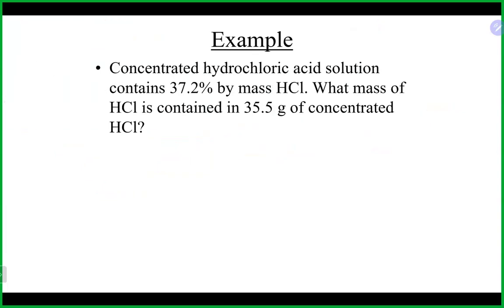Concentrated hydrochloric acid solution contains 37.2% by mass. What is the mass of HCl that's contained in 35.5 grams of the concentrated hydrochloric acid solution? Take a few moments, see what you come up with here. Okay, so let's take a look. Once again, we're dealing with mass percent, so we could use our formula here.